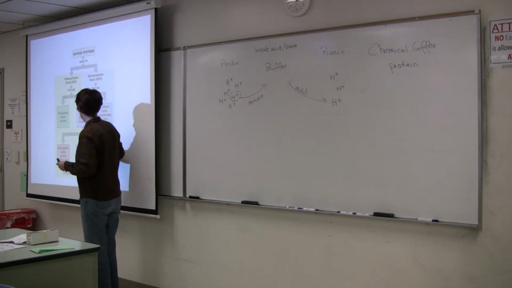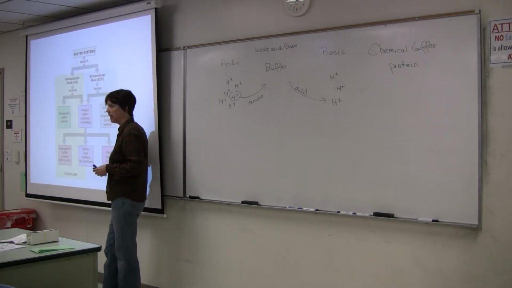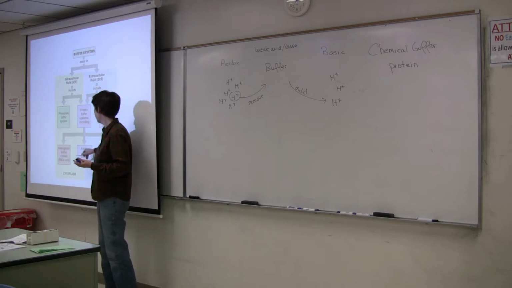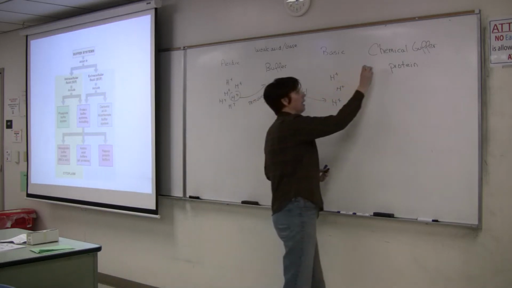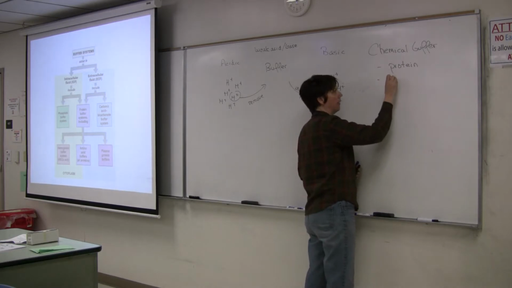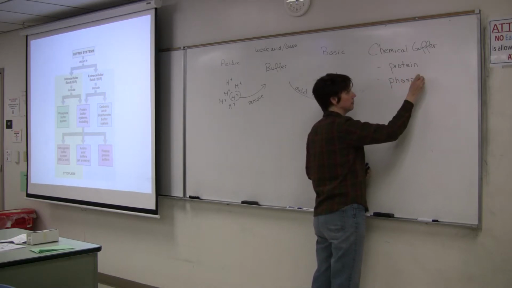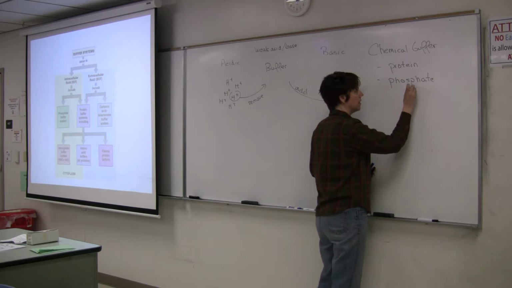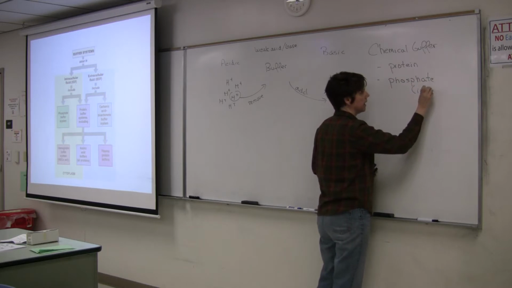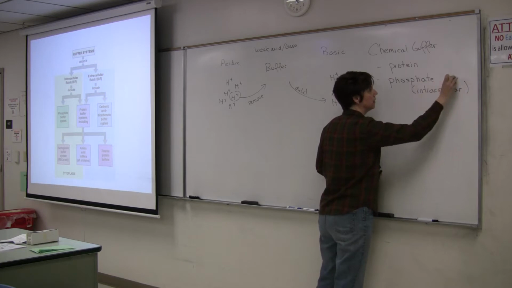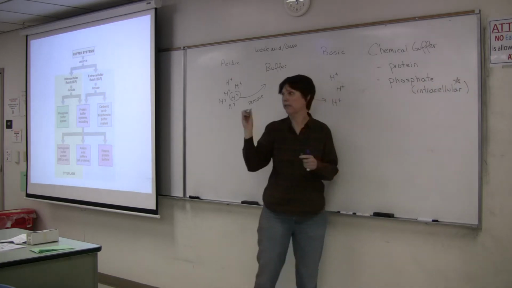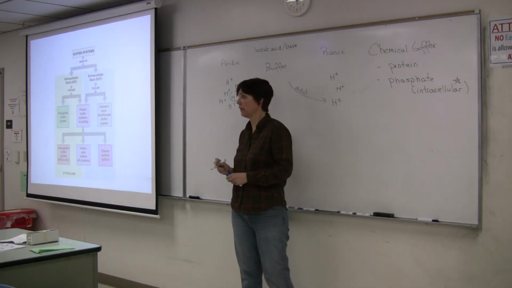So we have proteins in the blood that are outside the blood cell, and we have proteins that are in the cell itself. Inside the cell, we also have phosphate buffers. So this is most prominent intracellularly. But it's also a very strong filtrate buffer in the kidney.